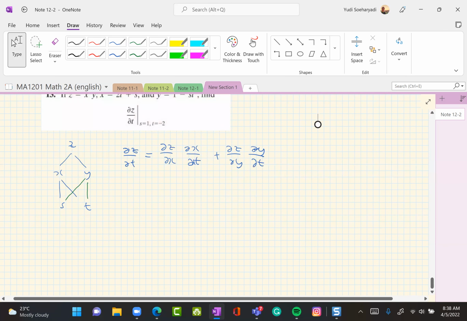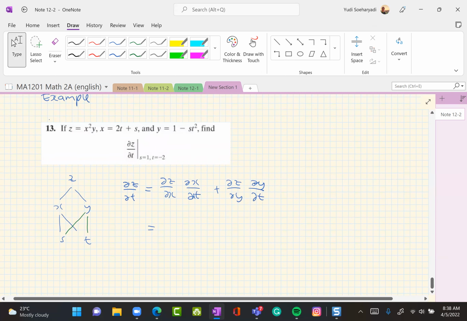Okay, so let's compute this one. dz over dx, so 2xy, times dx over dt, so 2. That's dz over dy, times dy over dt, so minus 2st.